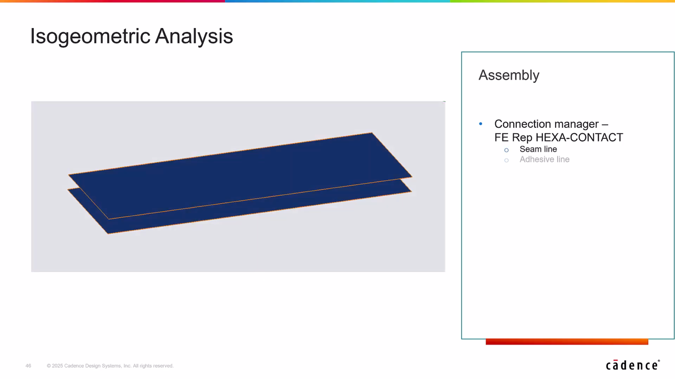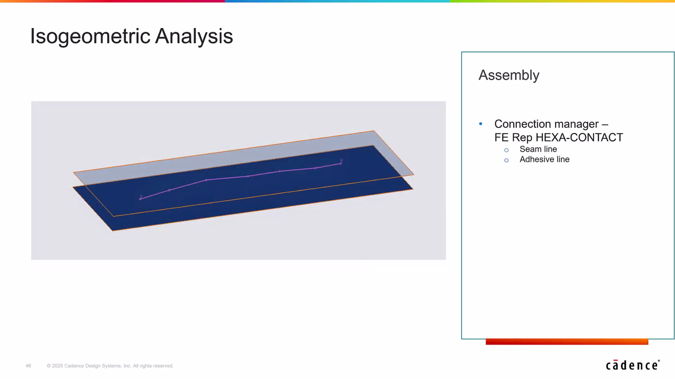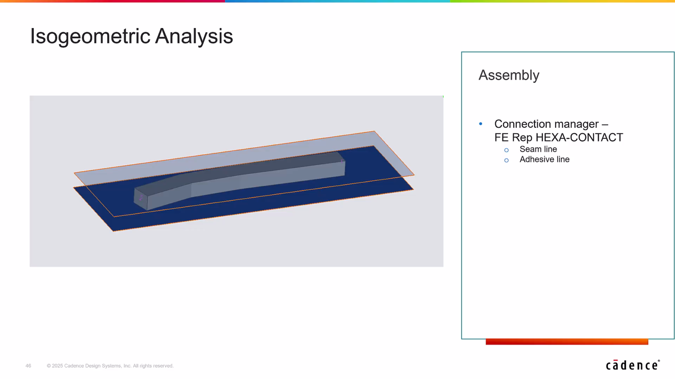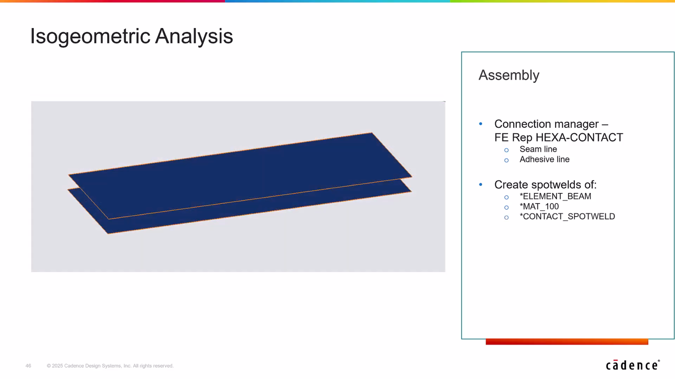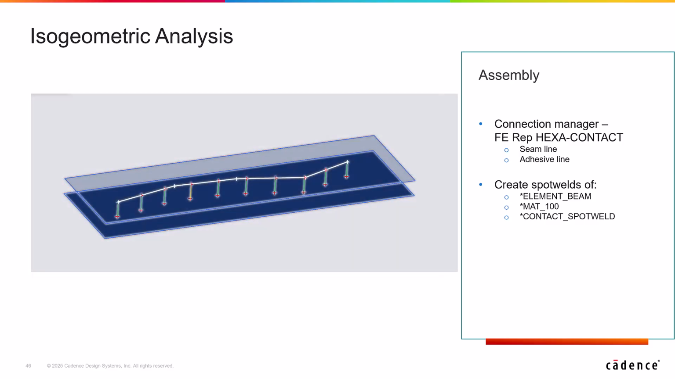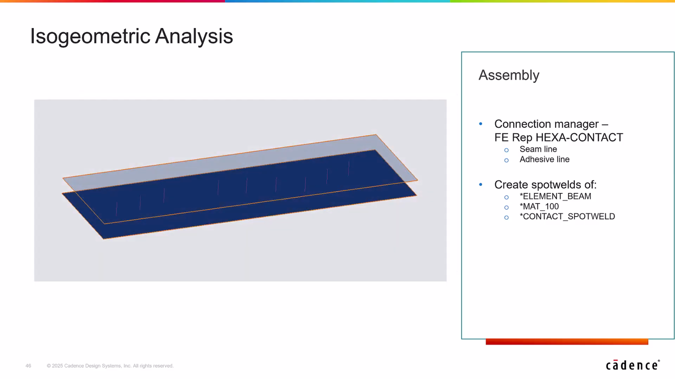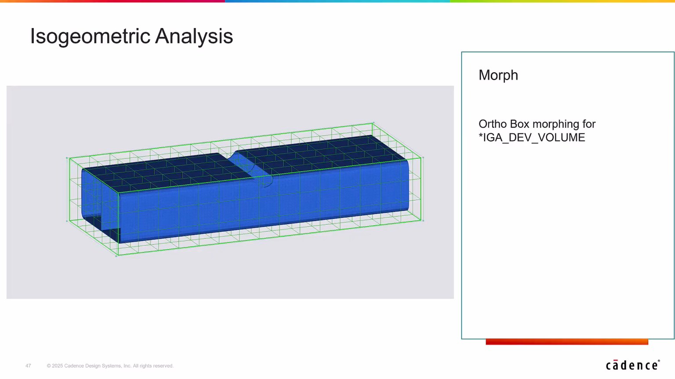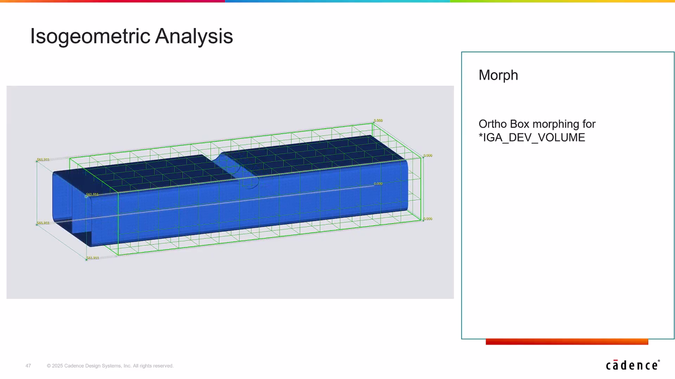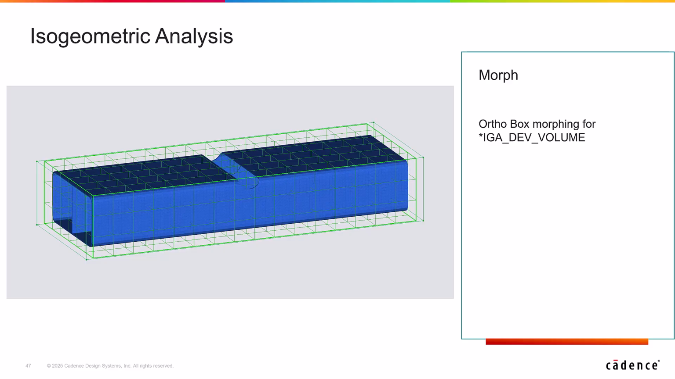Regarding assembly, the Connection Manager now supports the Hexa contact finite element representation for seam lines and adhesives. Furthermore, it is now possible to directly create beam elements of spot weld material between IGA flanges. These are automatically paired with a corresponding contact spot weld. In continuation of our support to the IGA solid, IGA volume entities, morphing is now supported through ortho boxes.